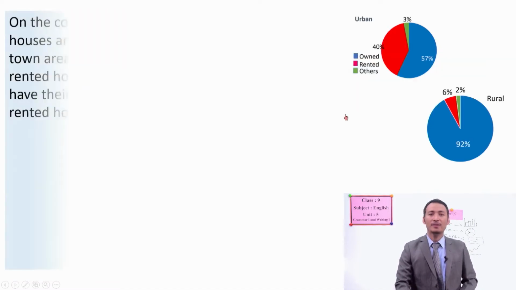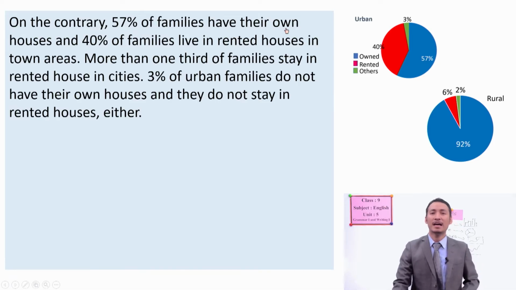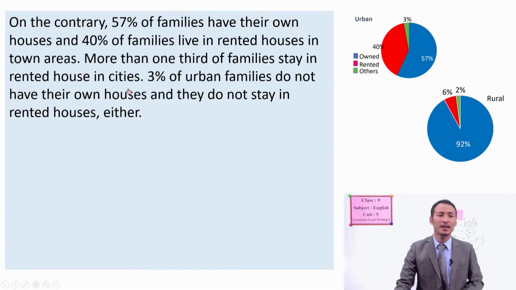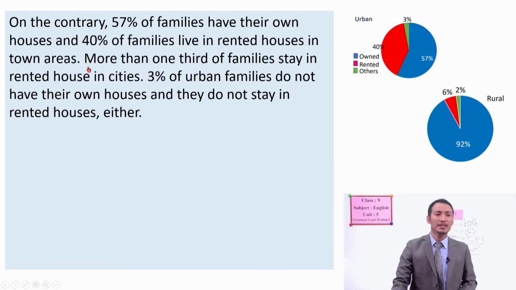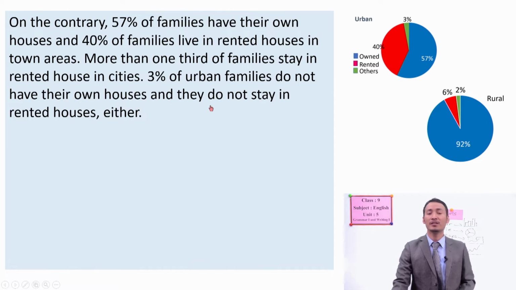And let's look at the urban area. On the contrary, 57% of families have their own houses, and 40% of families live in rented houses in town areas. Look here, the red section is the rented houses. More than 1/3 of families stay in rented houses in cities. And 3% of urban families do not have their own houses, and they do not stay in rented houses either.